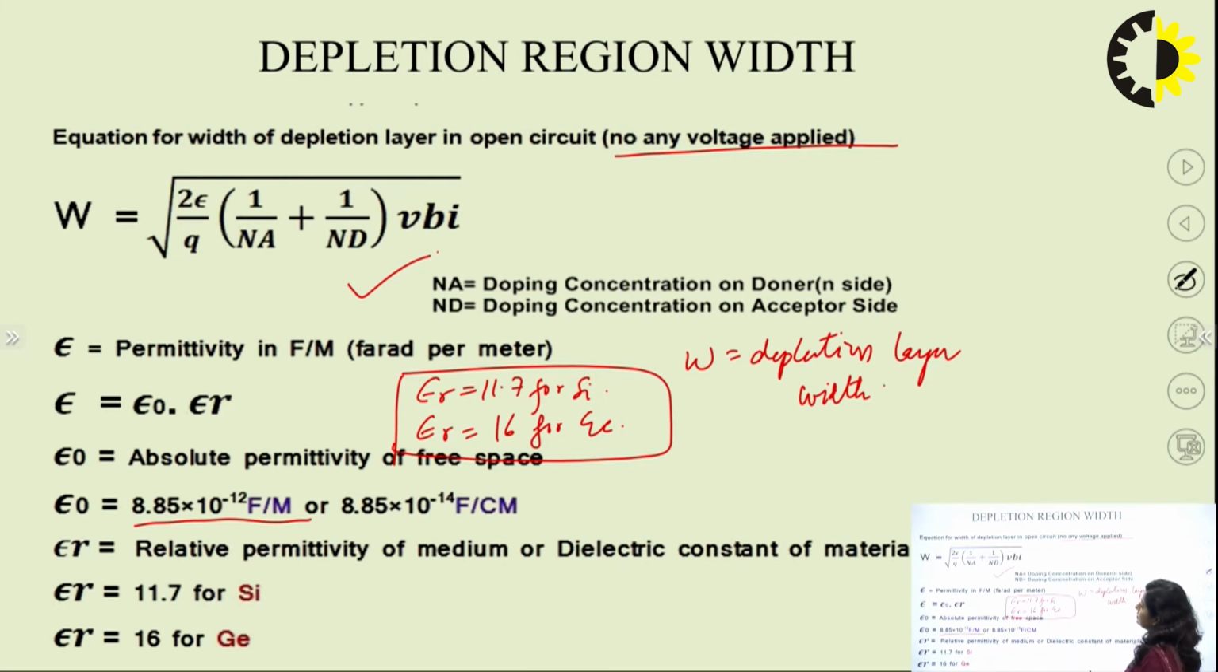So here Q is a charge which is normally 1.6 into 10 to the power minus 19, and VBI is the built-in potential.